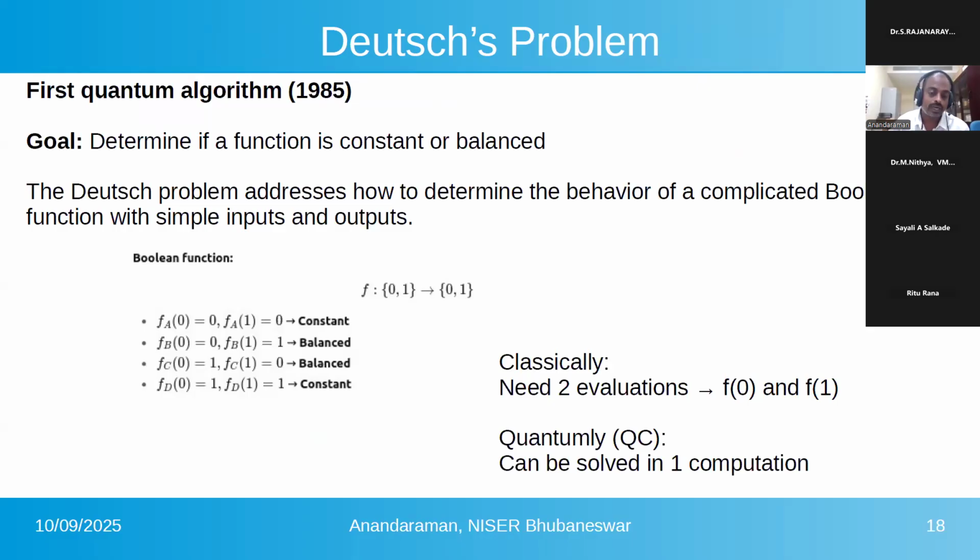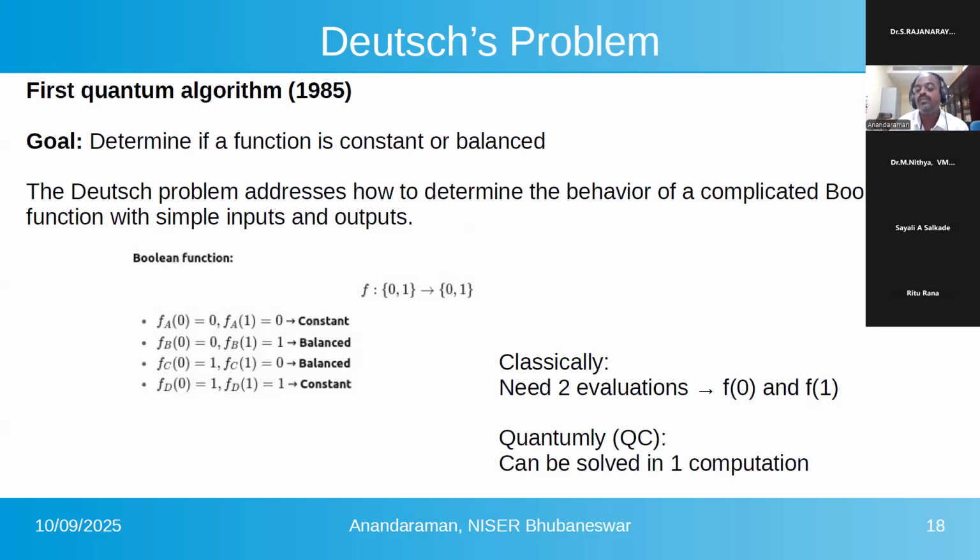This is not a practical quantum algorithm. This algorithm explains to the world that quantum is highly parallel. For example, you have a function. You give 0, the output is 0. And you give 1, then the output is also 0. So for 0 you get 0, and for 1 you also get 0. That means the output is constant.